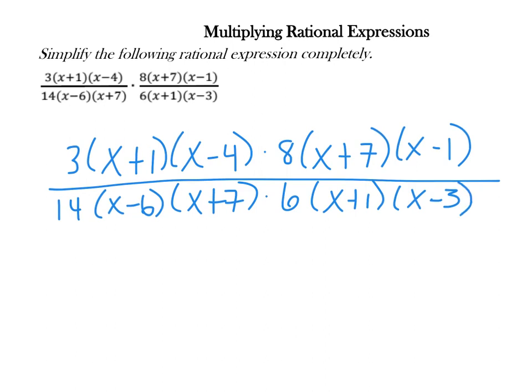Now, I realize here that we have several common terms in both the numerator and the denominator. In the numerator, I have this x plus 1 right here, and I have an x plus 1 on this other side as well. So those two are common terms, and I'm going to go ahead and cancel these out. In the same way, I have an x plus 7 over here and an x plus 7 over here, so they're both going to divide as well, and I'm going to cancel those out.